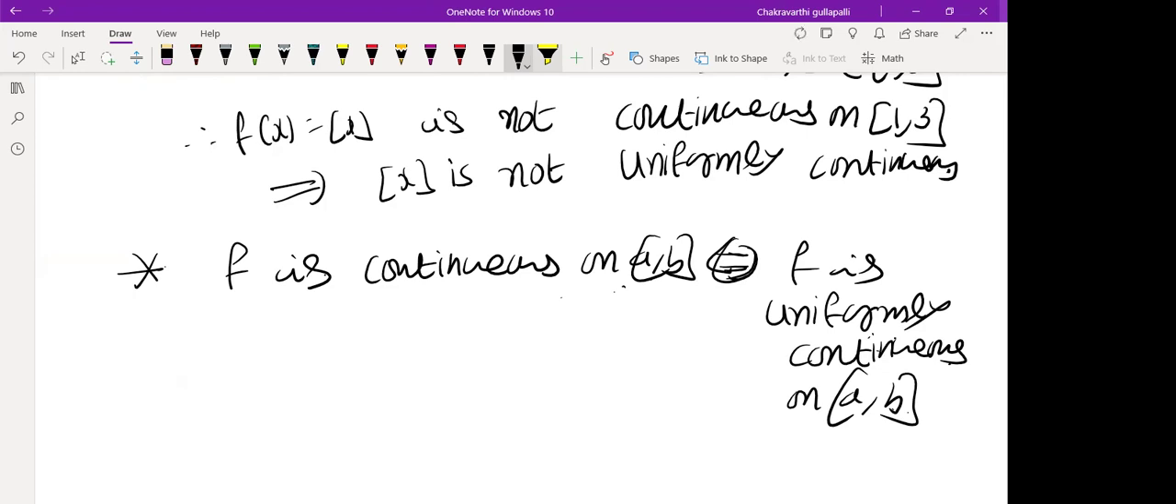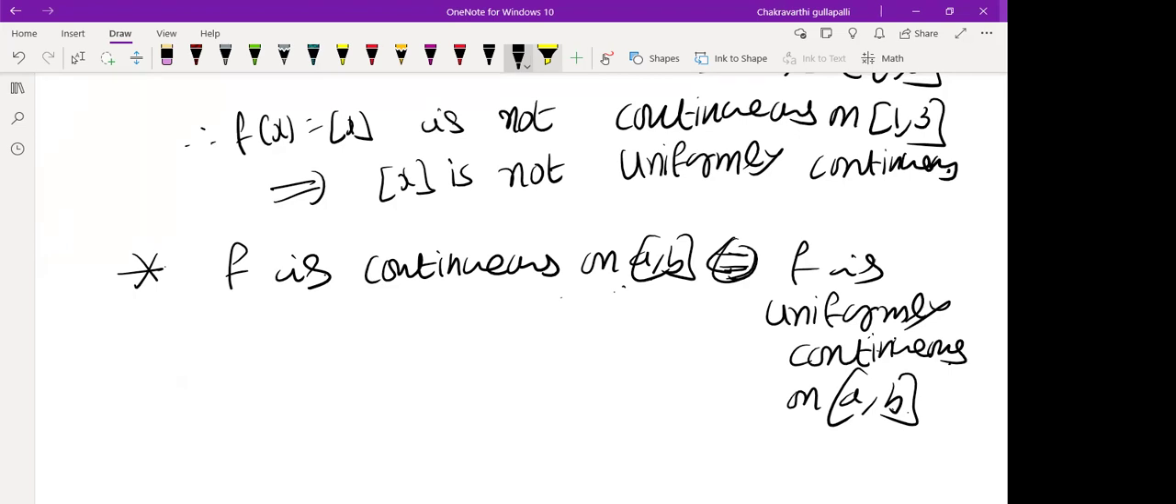But if it is open, we cannot. Then how to do it? We have to go for the original definition and check. Okay, I'll show you how to check that also. From next time onwards, whenever you are given any question, you check whether that function is continuous over the interval. If there is at least one failure at a point in that interval, then we say it is not uniformly continuous.